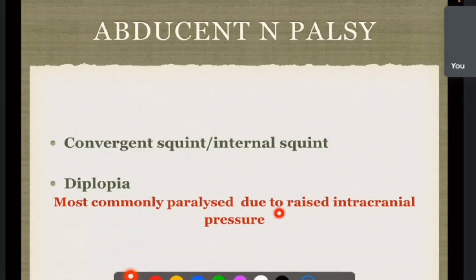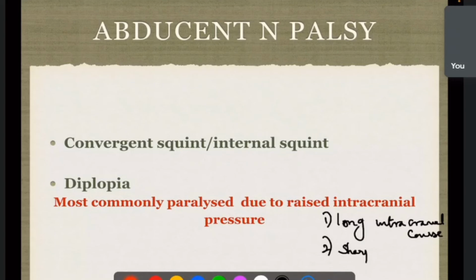The abducent nerve is the most commonly paralyzed due to raised intracranial pressure. So when there is raised intracranial pressure within the cranial cavity, the first nerve to be paralyzed will be your abducent nerve. What are the reasons for that? That is very important. It is having a long intracranial course. Then another cause is it is having a sharp bend over the upper border of the petrous part of the temporal bone.